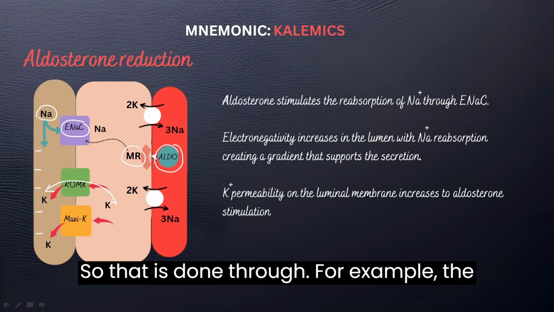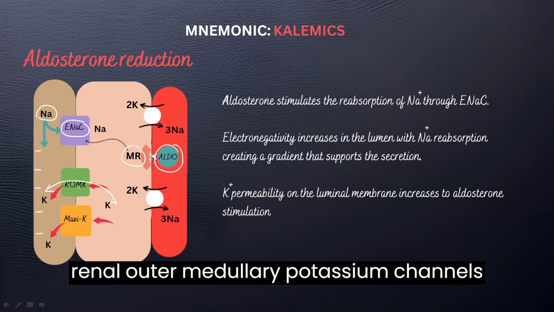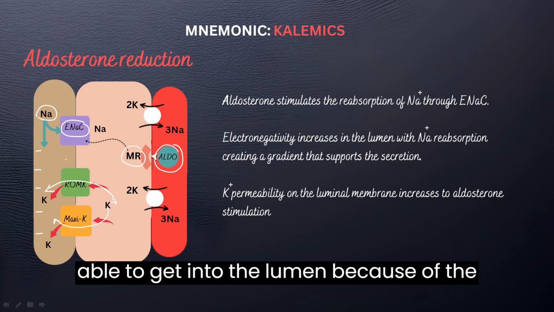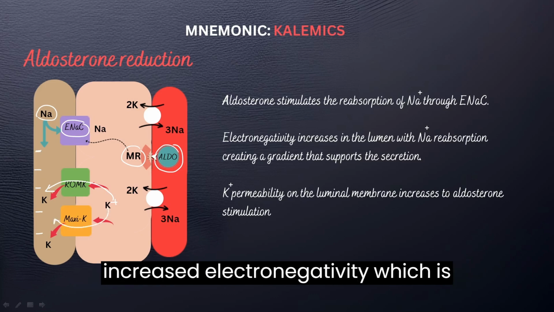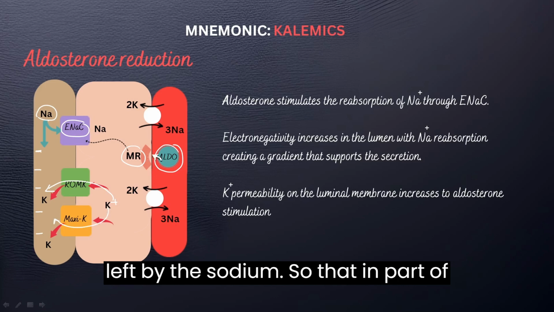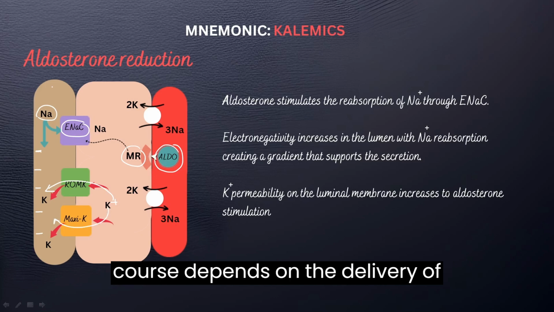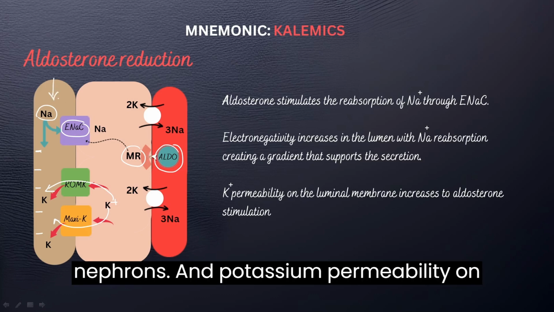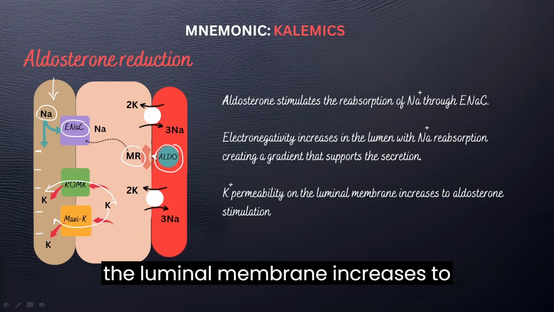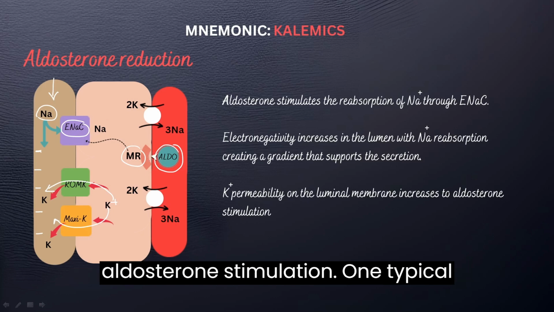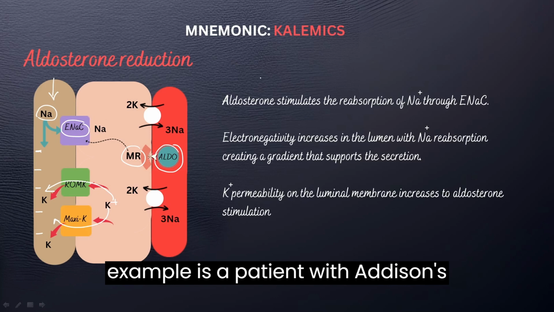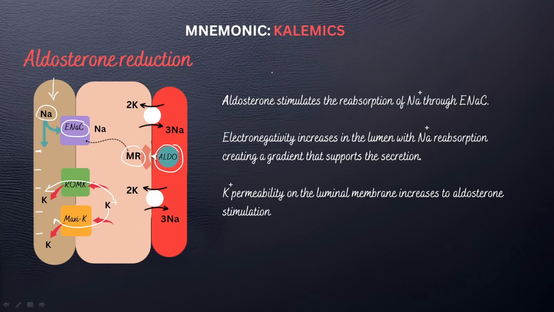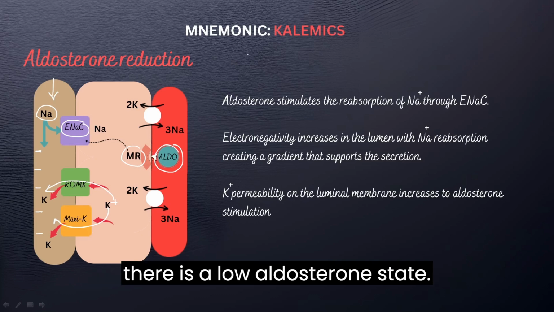So that is done through, for example, the renal outer medullary potassium channels, or MAXI-K. In both cases, potassium is able to get into the lumen because of the increased electronegativity which is left by the sodium. So that in part, of course, depends on the delivery of sodium to the distal part of the nephrons. And potassium permeability on the luminal membrane increases with aldosterone stimulation. One typical example is a patient with Addison's disease. This patient can have hyperkalemia because in this disorder, there is a low aldosterone state.